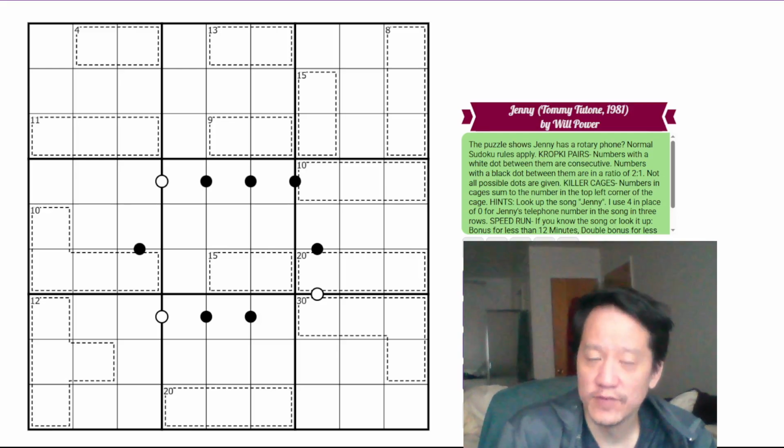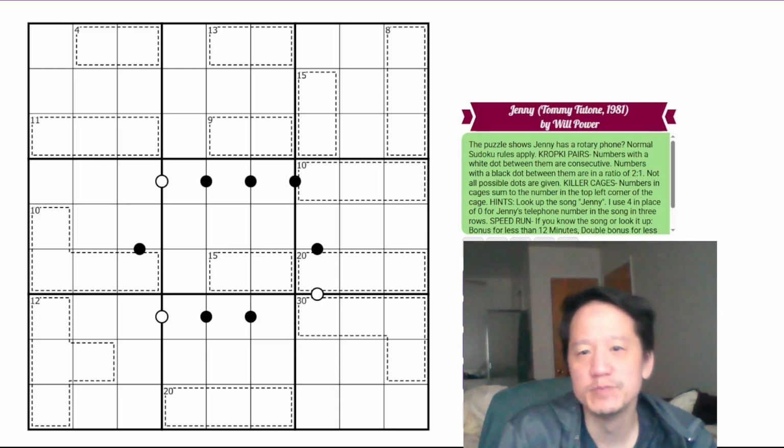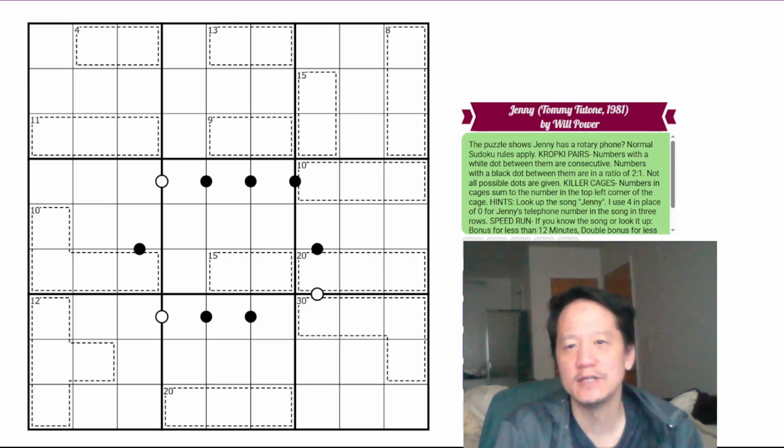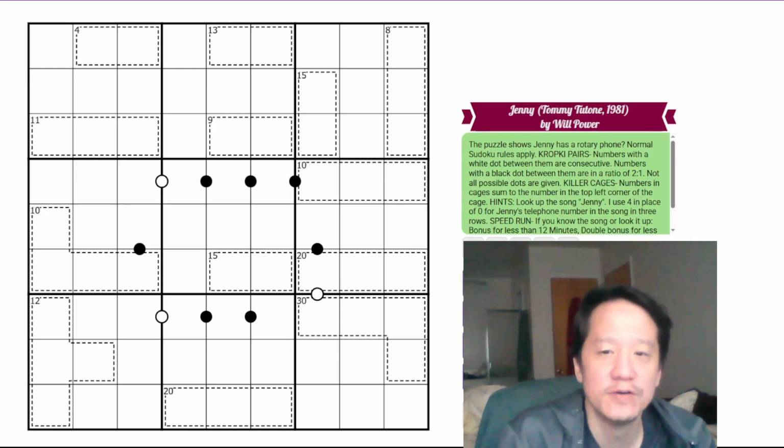Today's puzzle, a very easy puzzle, is called Jenny, and it's in reference to a song, I'm assuming, by Tommy Tutone in 1981. And this puzzle is by Will Power, who's a channel favorite here. He does a lot of really cool puzzles, so hopefully this will be one of them too.